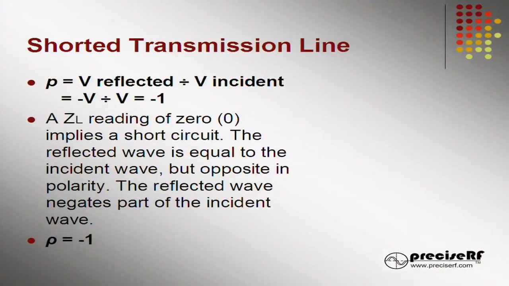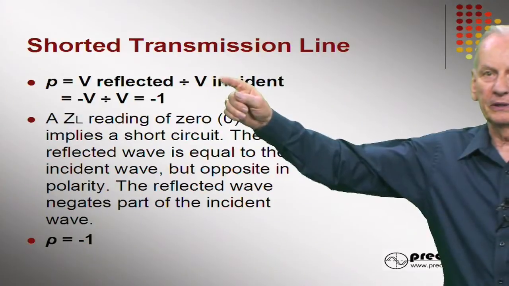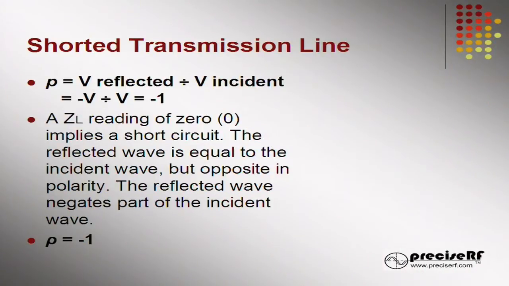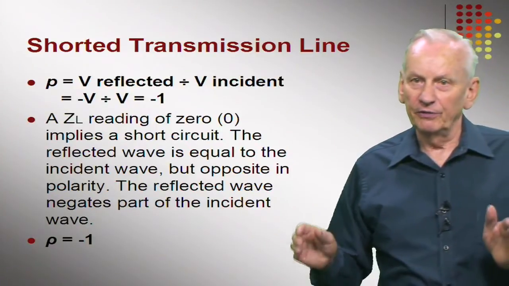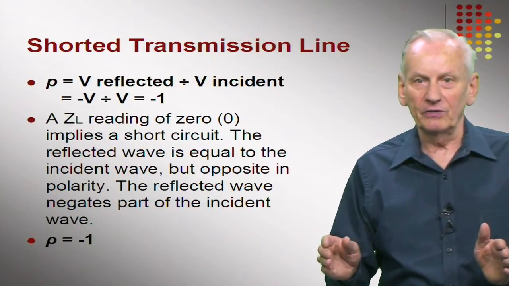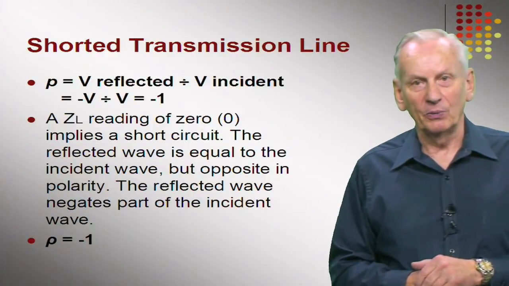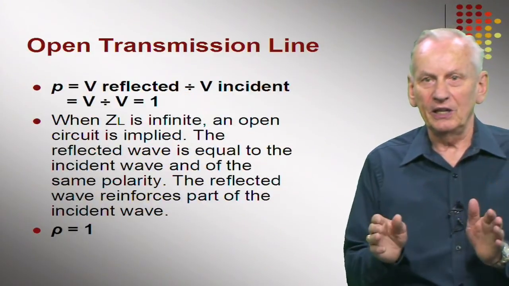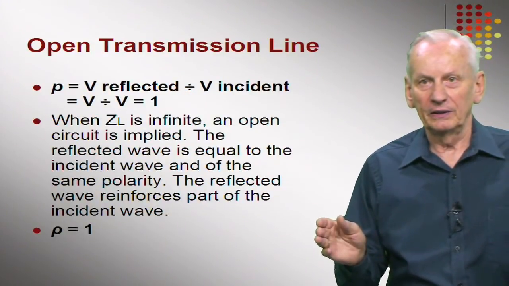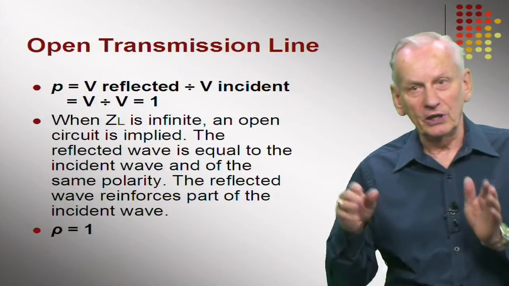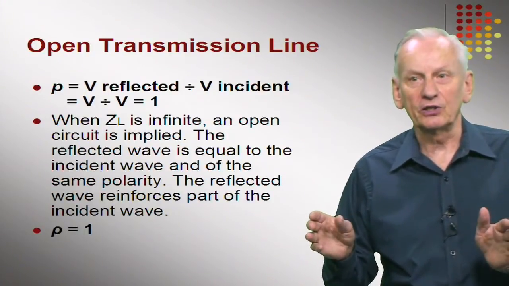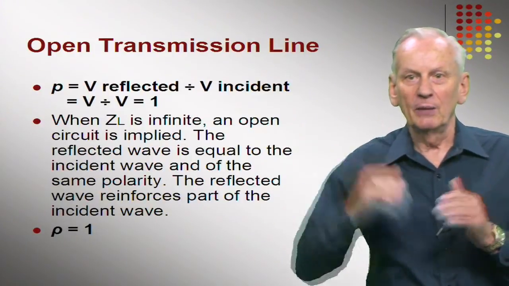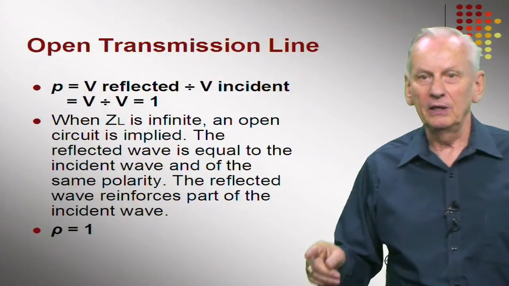Now for a shorted transmission line, again, here's our formula up here. A ZL reading of 0 implies a short circuit. The reflected wave is equal to the incident wave, but it is opposite in polarity. So the reflected wave negates part of the incident wave, such that P equals -1. And here again we have our formula. So when ZL is infinite, an open circuit is implied. The reflected wave is equal to the incident wave and of the same polarity. So the reflected wave reinforces part of the incident wave, such that P equals 1.